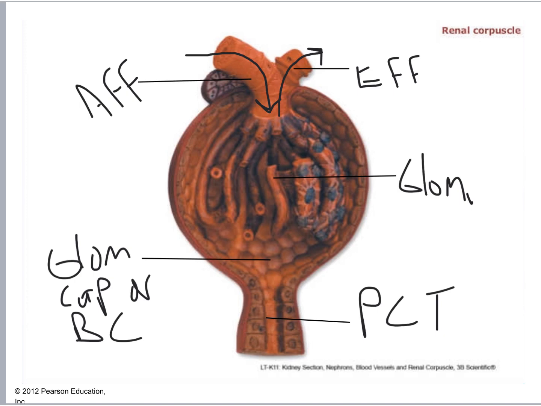All right, so the afferent arteriole is right here, bringing blood into the renal corpuscle and to the glomerulus, which is going to be right here. This is the glomerulus. And the blood exits through the efferent arteriole right here. This capsule that surrounds the glomerulus is called the glomerular capsule, also known as the Bowman's capsule. And then this structure right here is called the proximal convoluted tubule.